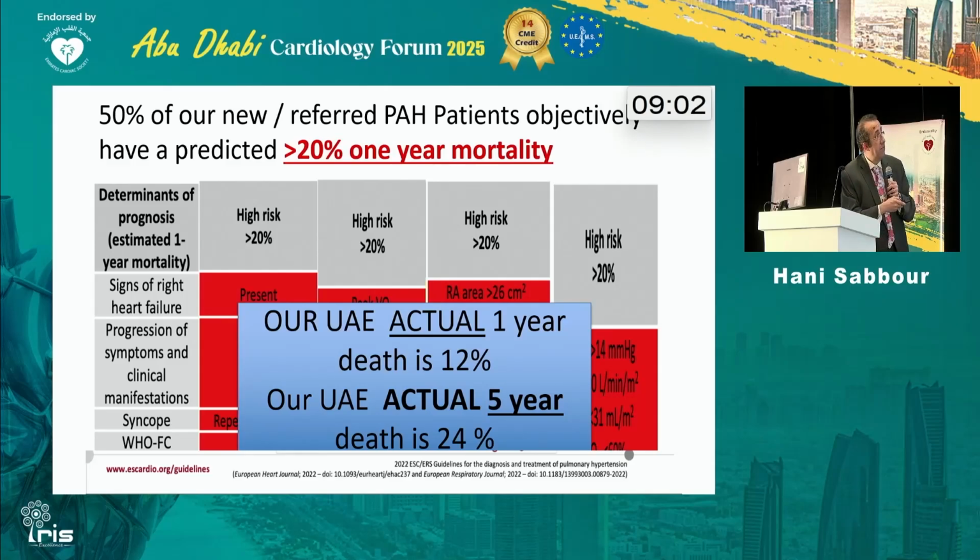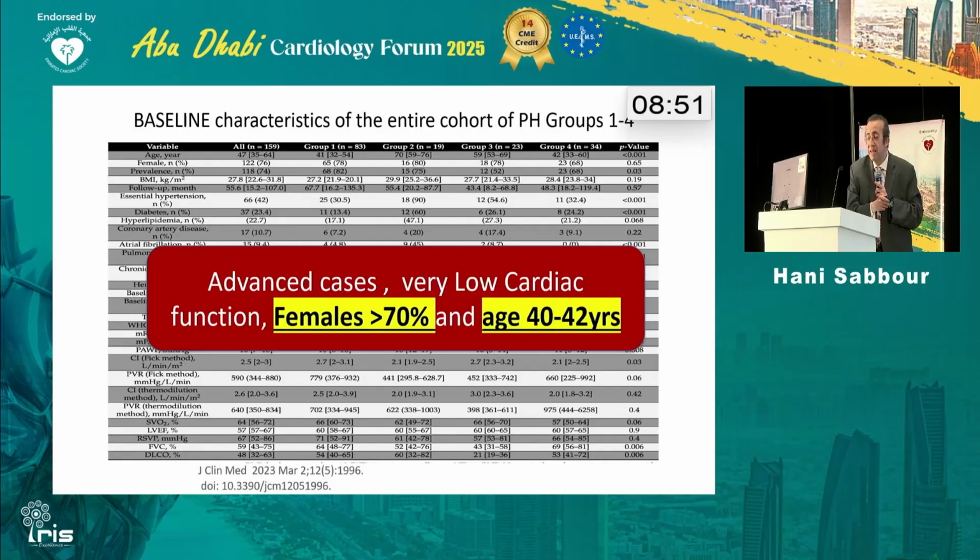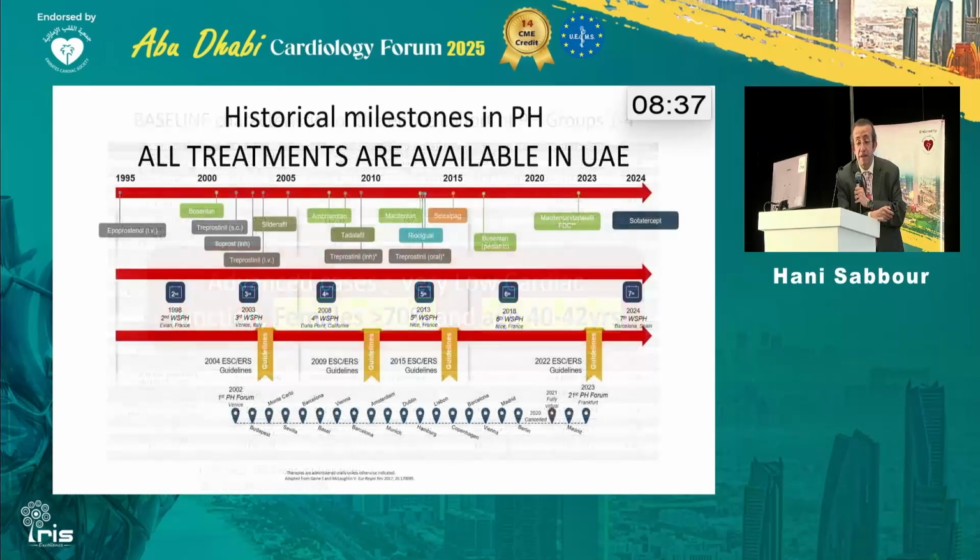However, alhamdulillah, our first year mortality rate is only 12% and our 5 year mortality 24%, in spite of all of the challenges you just heard. Females are more than 70%. Young mothers are the victims of this horrible disease. We have lost too many mothers and have too many orphan children. I'm sorry. Because of late diagnosis. So really it's upon us to make this happen.